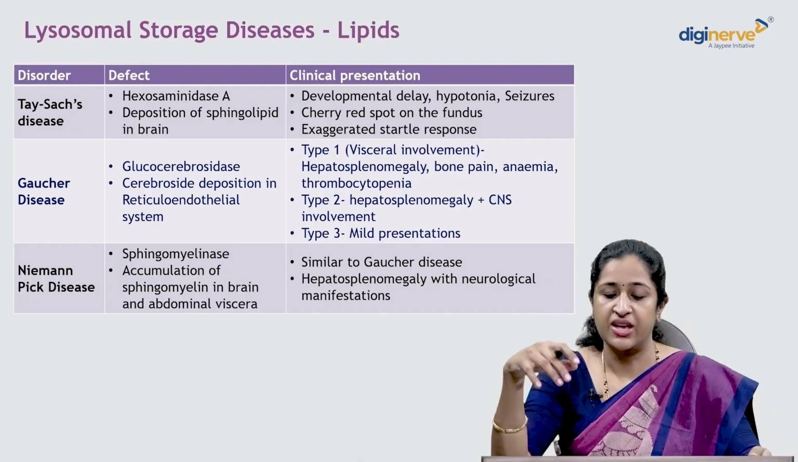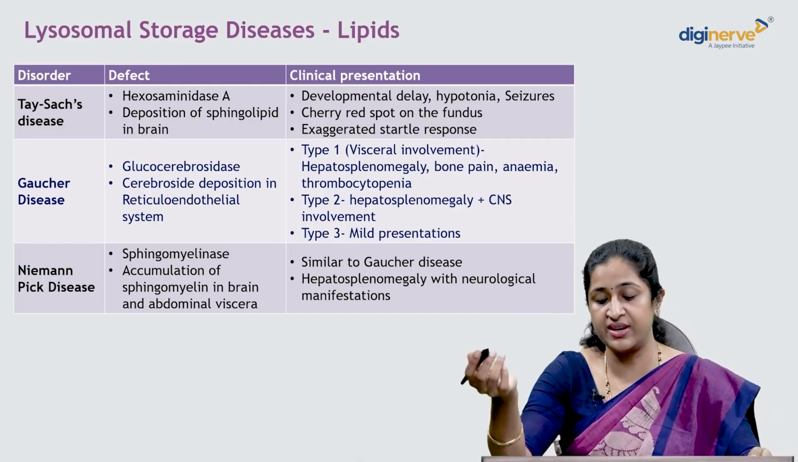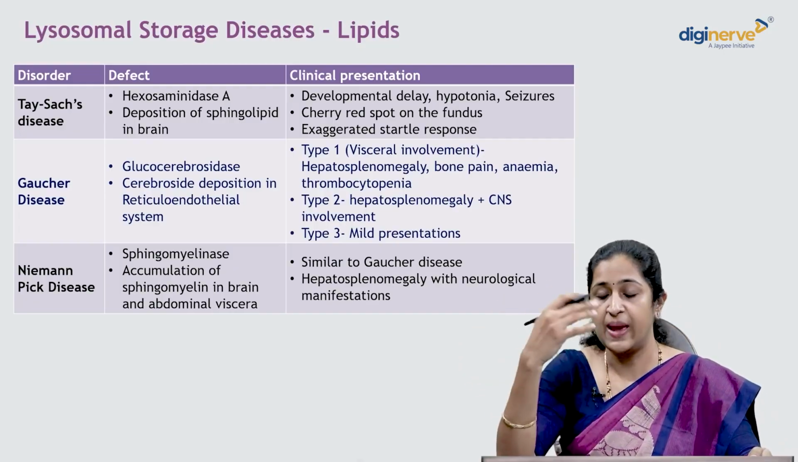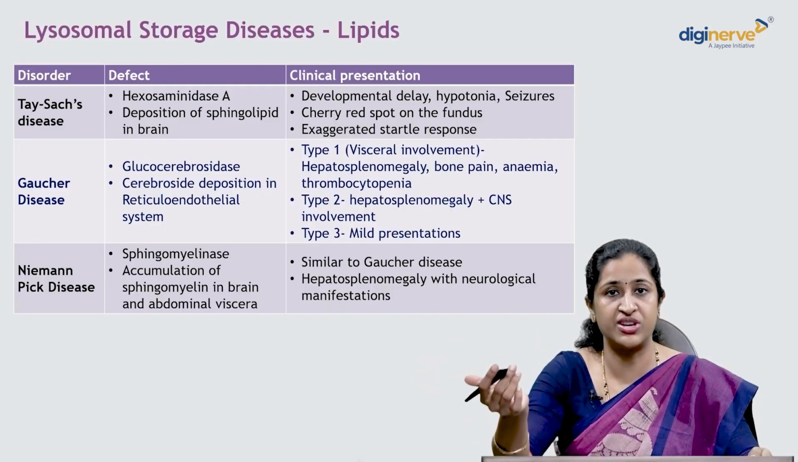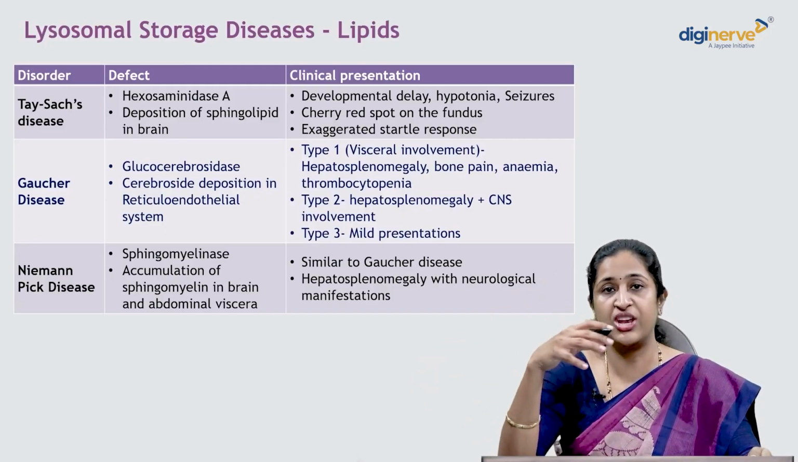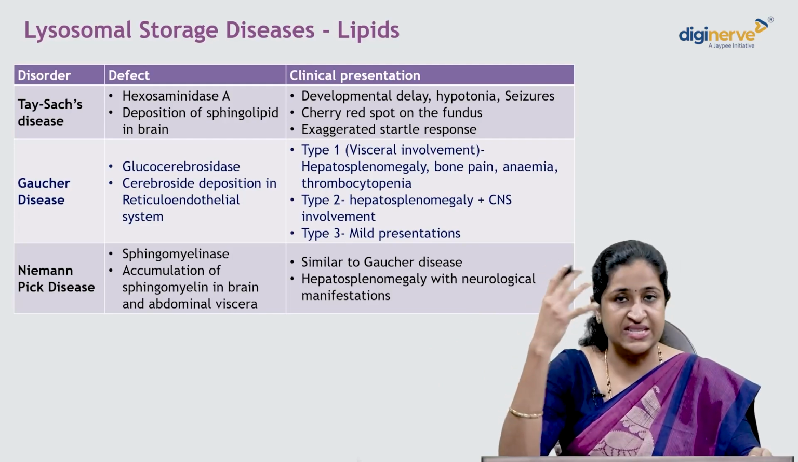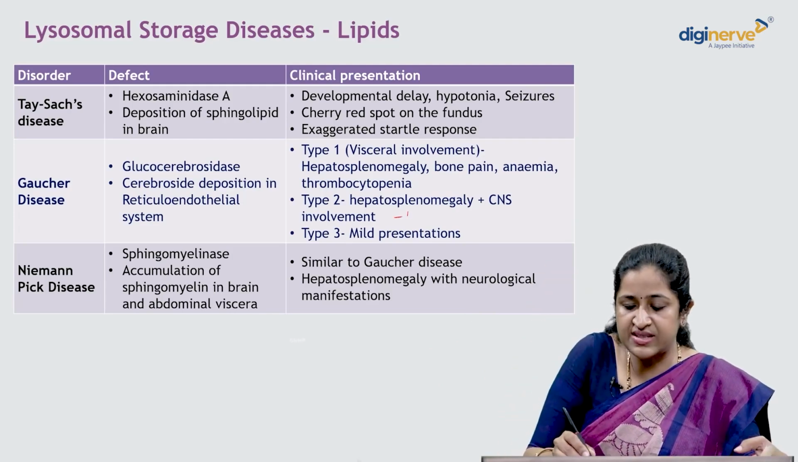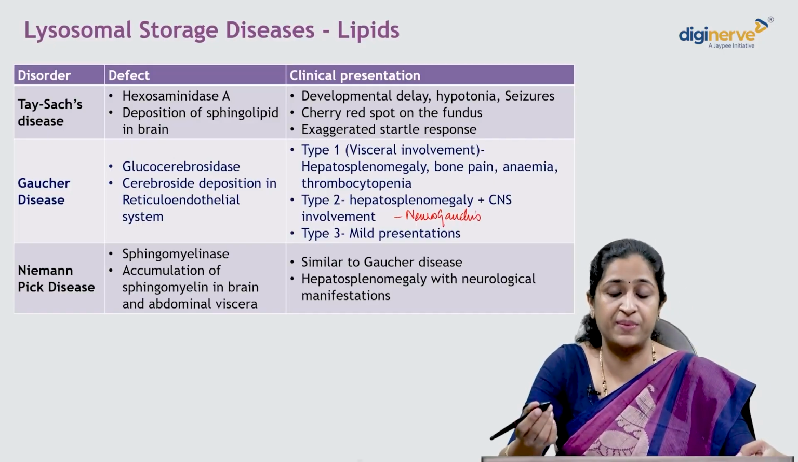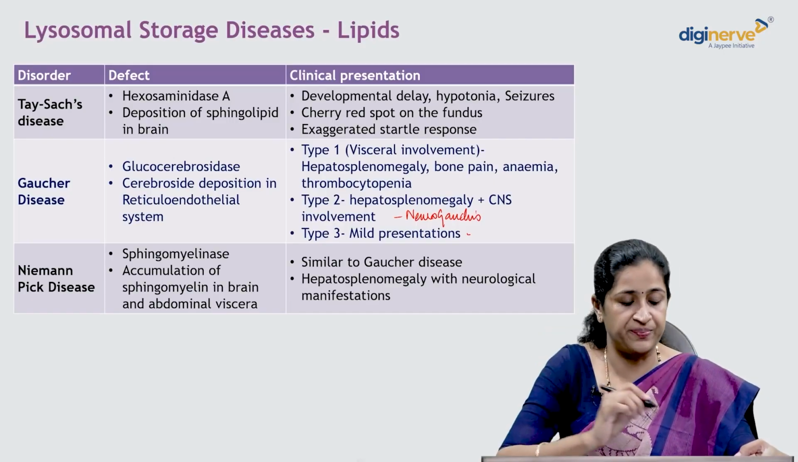Gaucher's disease, deficiency of glucocerebrosidase, and this results in this cerebroside deposition in the brain and the reticuloendothelial system. You have type 1, where you have visceral involvement. You have hepatosplenomegaly, bone pain, anemia and thrombocytopenia. Type 2 is where you have hepatosplenomegaly with CNS involvement, which is classically called the neuronopathic Gaucher's. Type 3 is a mild presentation, which is very rare.